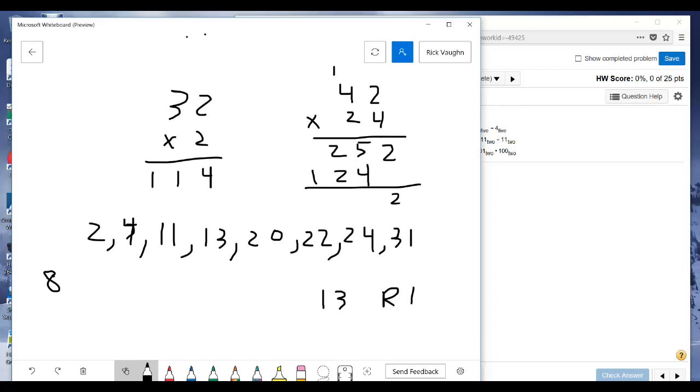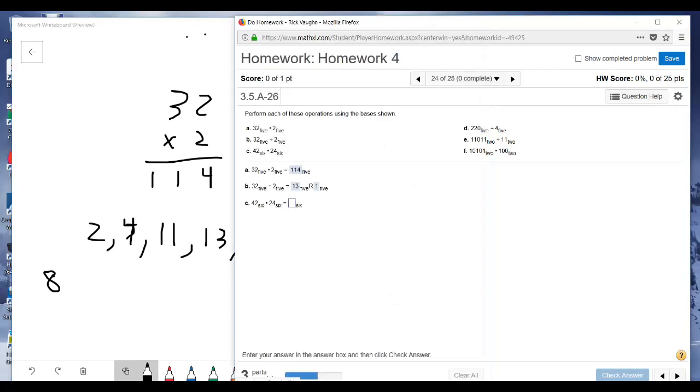And now I'll add. 5 and 4 makes 9. 9 in base 6 is one grouping of 6, so I'll carry the 1 with 3 left over. 1 and 2 makes 5, which is still 5 in base 6, and then bring down the 1. So I have 1, 5, 3, 2 in base 6.